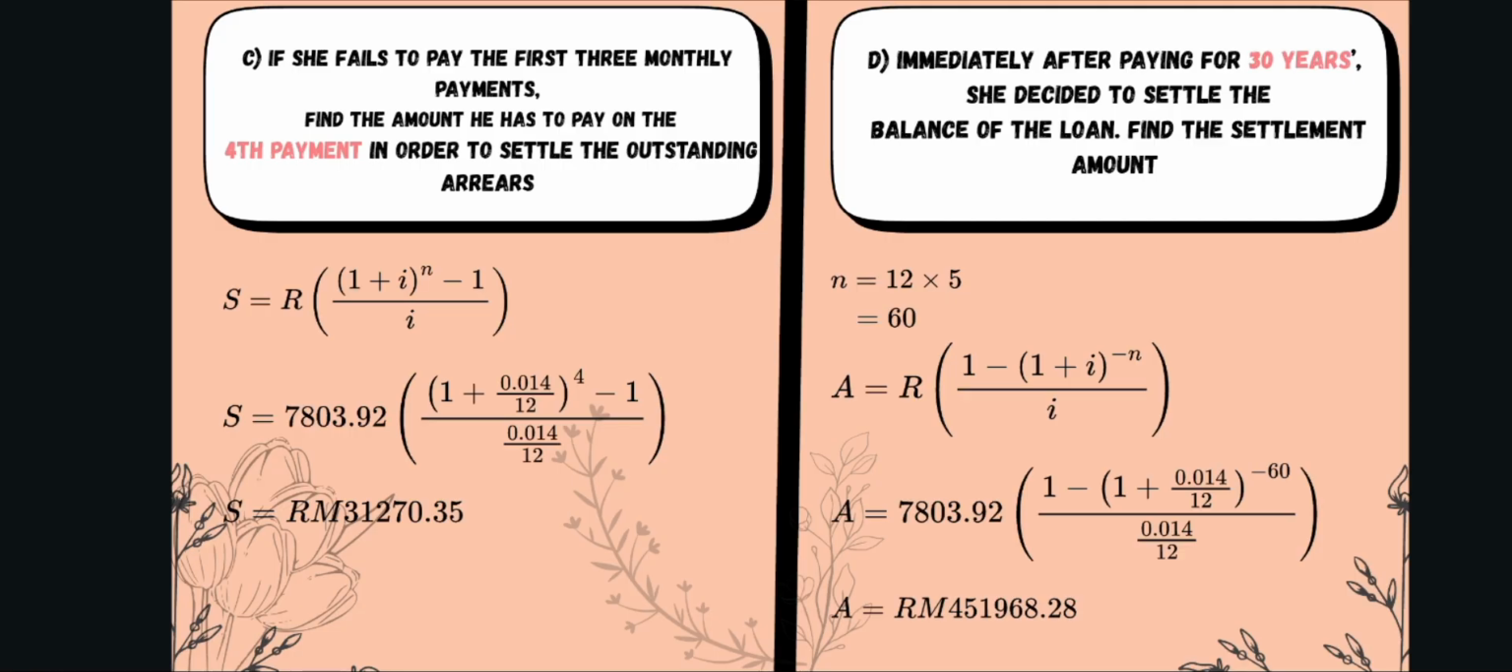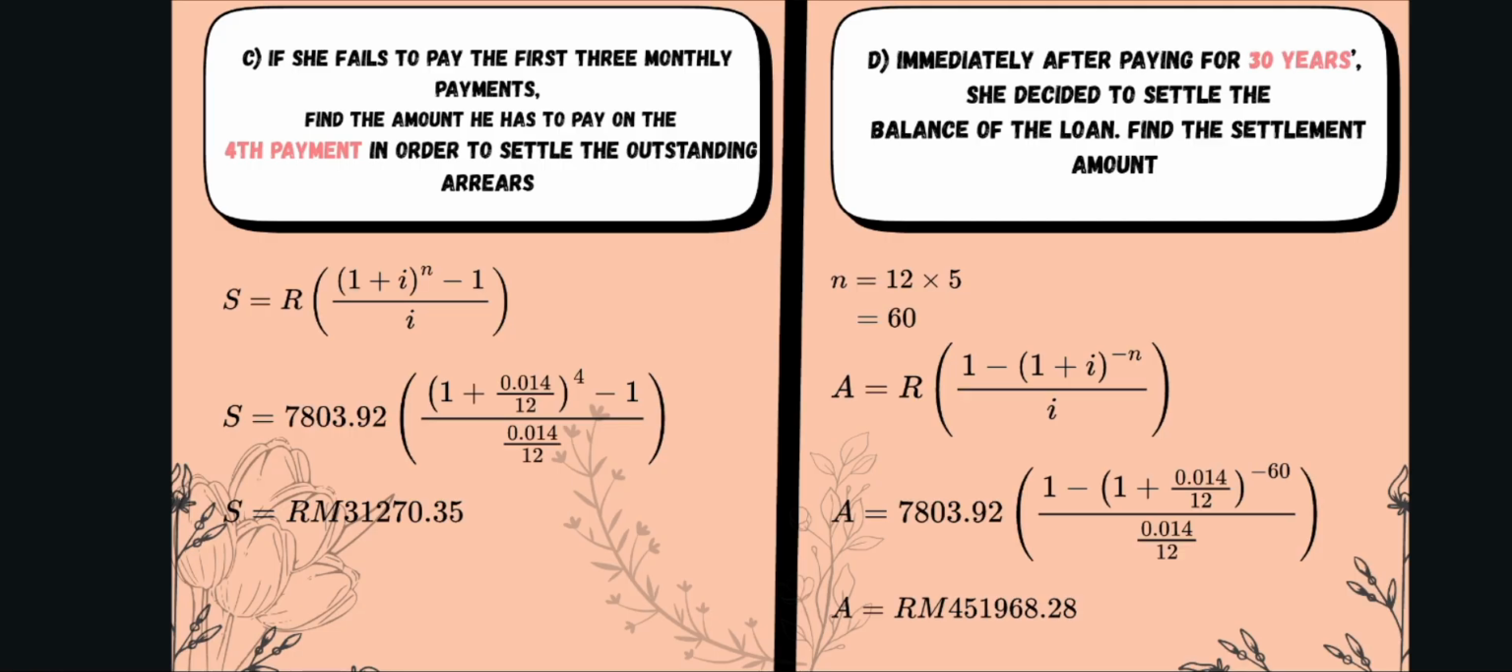C, if she fails to pay the first 3 monthly payments, find the amount he has to pay on the fourth payment in order to settle this outstanding arrears. So we're going to use the formula S equals R[(1 + i)^n − 1] divided by i. The n is 4 and the R and i remain unchanged. So we put the numbers into the formula. S equals 7,803.92[(1 + 0.014/12)^4 − 1] divided by 0.014/12. So the amount that he has to pay on the fourth payment is RM31,270.35.